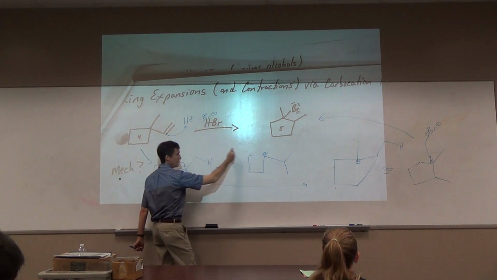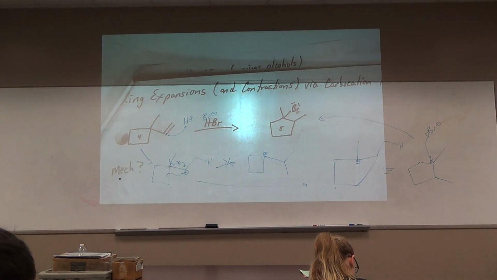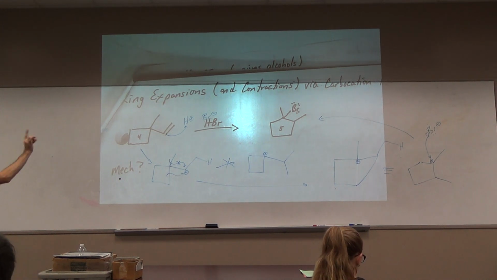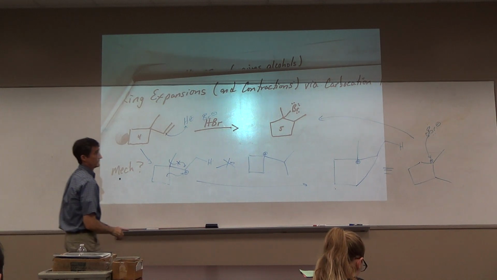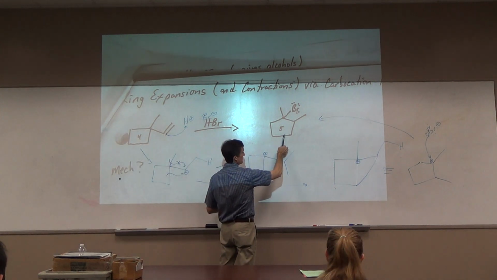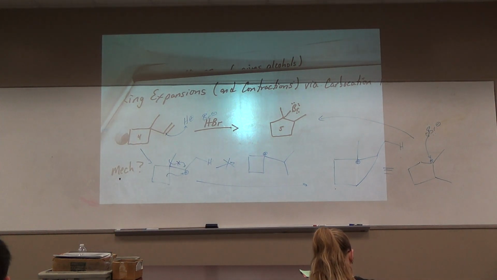Could this pathway have happened? Perhaps. But this is a mechanism question. I'm showing you a product, and I'm asking you to draw a mechanism. Is this a major product? Perhaps. But guess what? I could show you a minor product, something that's formed in 2% yield, and still ask you for a mechanism for that. Anything that's formed has got to have a mechanism.